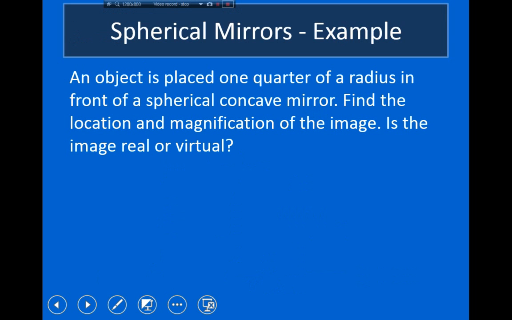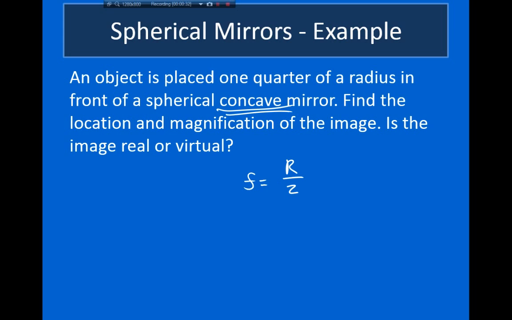So the second example says, an object is placed 1/4 of a radius in front of a spherical concave mirror. The question asks us to find the location and magnification of the image and whether the image is real or virtual. Now remember that for a concave mirror, the focal length is going to be equal to r divided by 2. So concave mirrors, remember, act just like a converging lens, so they have a positive focal length.